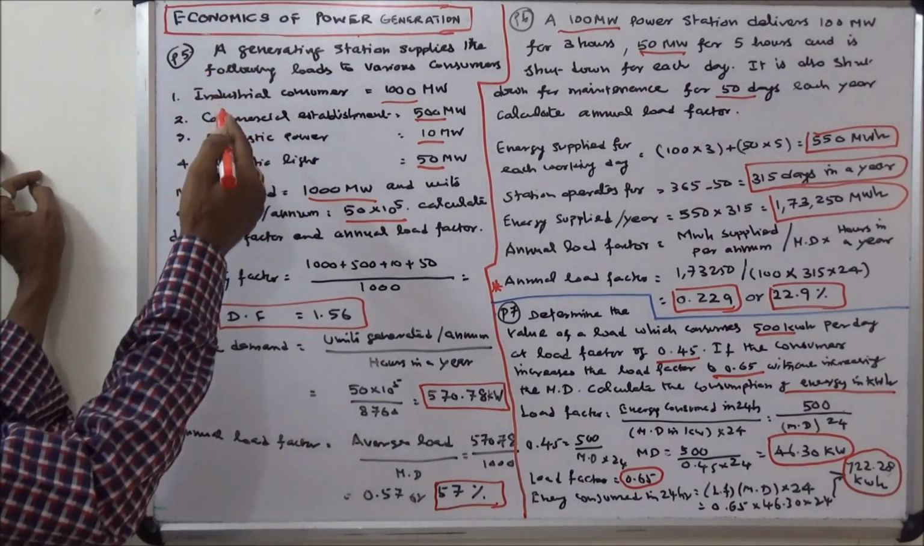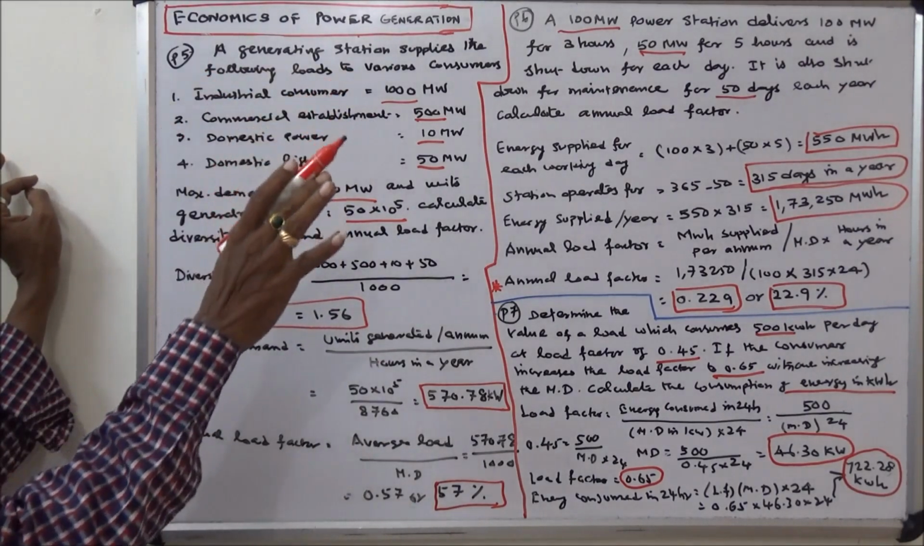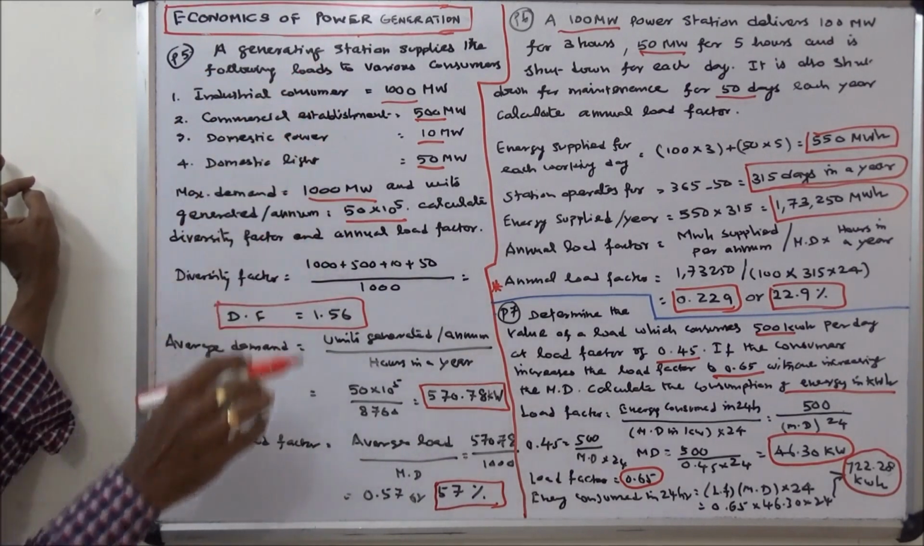Problem number 5. A generating station supplies the following loads to various consumers.